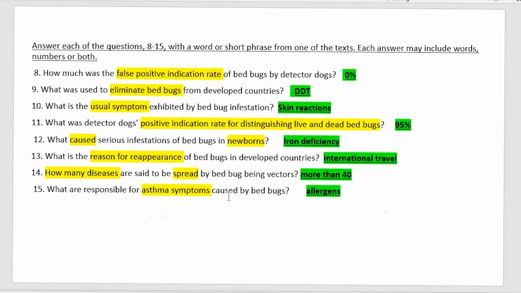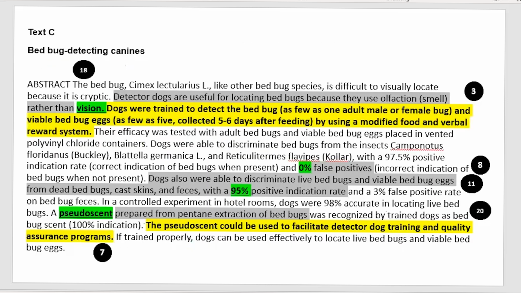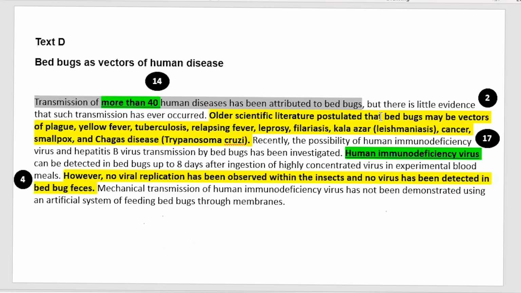If you go to text D in your material, see the first line. It is talking about transmission of more than 40 human diseases. So what is the answer? The answer is more than 40.